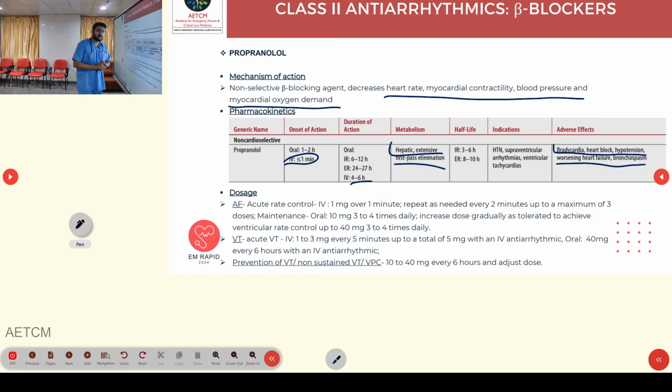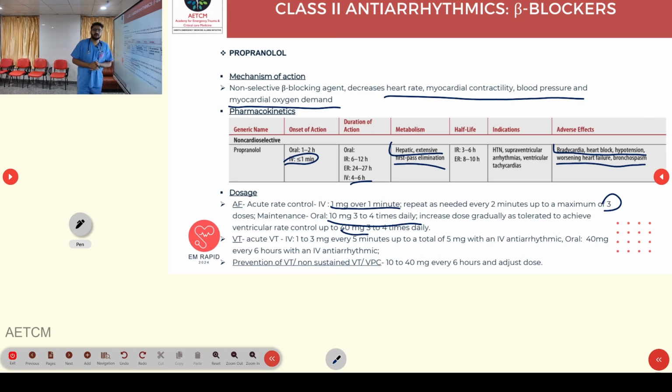And the dosage in AF: we usually use 1 mg over 1 minute, and we can repeat the dose as needed every 2 minutes, up to a maximum of 3 doses of 1 mg. The maintenance dose is oral dosing, which is 10 mg 3 to 4 times daily, and we can give up to a maximum of 40 mg 3 to 4 times daily.